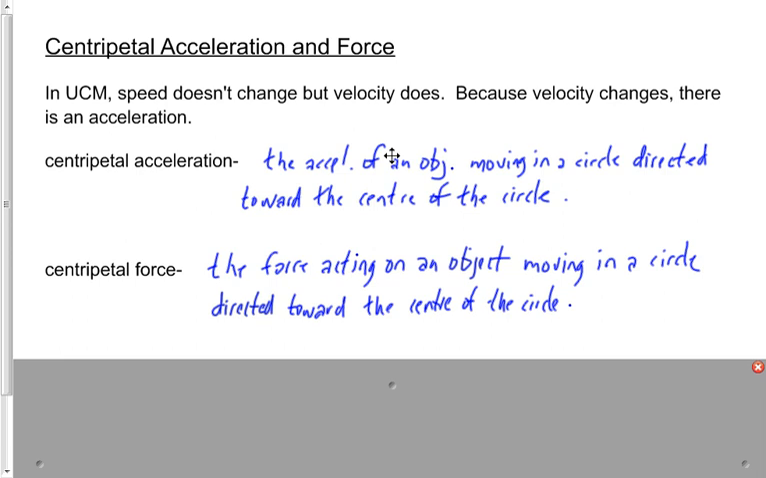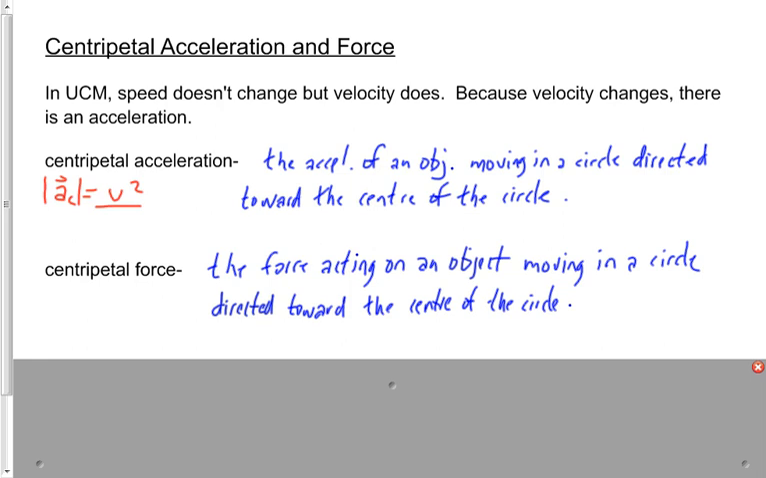Two more equations here now. Centripetal acceleration, we're only going to find the magnitude of it. We don't need to find the direction with the equation because we know the direction. It's toward the center of the circle. The centripetal acceleration is v squared over r.